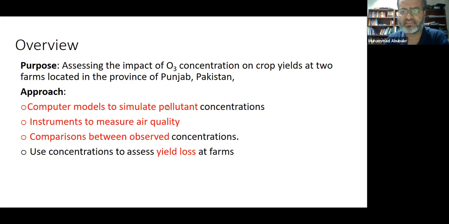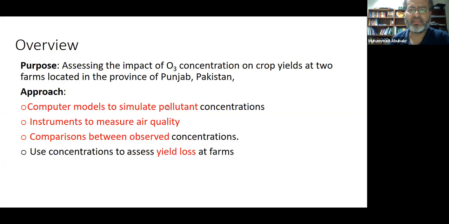So I think last time Fauzi exposed you to some weather stations and all, so you'll see something similar. And then when you do the simulations and then you do the observations, तो फिर उनका आप comparisons करते हैं, and then using that you do the yield loss analysis at a particular farm. That's the rough sort of roadmap, and I'll try to be as quick as possible here.